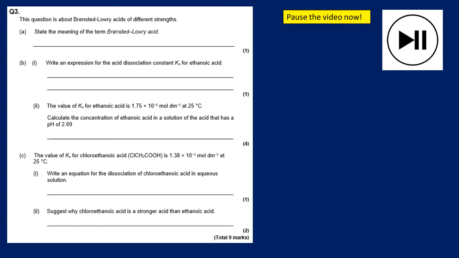Okay, so first off then is just your standard definition for an acid, which is proton donor. Nice easy start to the exam question. Write an expression for the acid dissociation constant Ka of ethanoic acid.